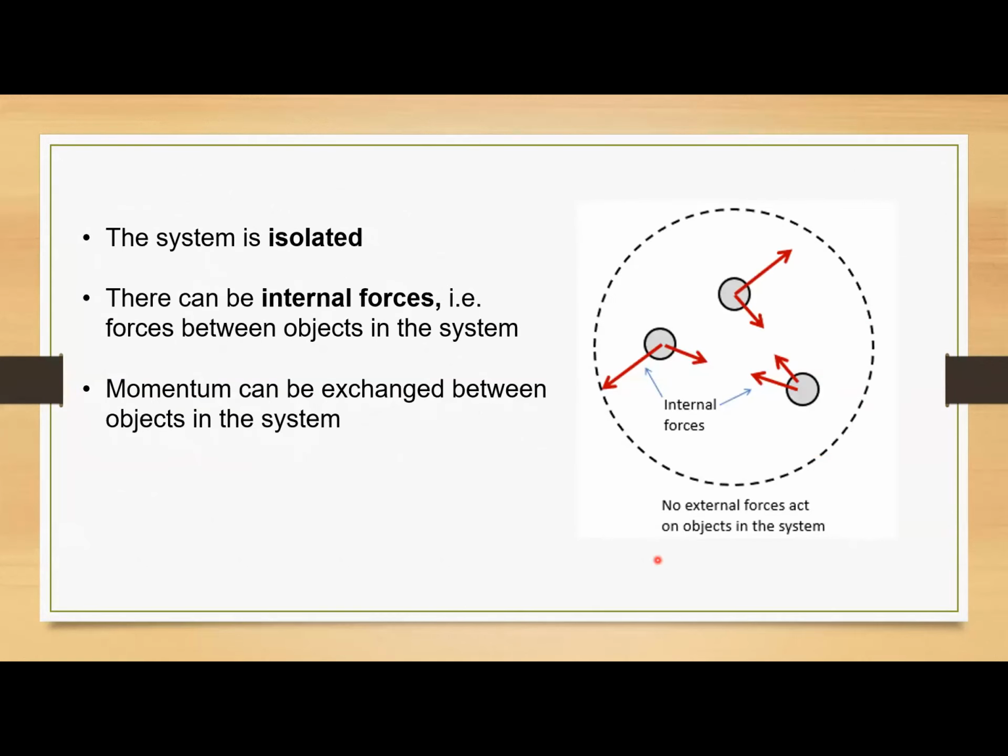So we need to understand what an isolated system is. In the diagram here, you have the dashed circle. That dashed circle is our system. Everything inside the circle belongs to the system. Inside here, we have these three objects, and these objects can exert forces on each other. They are called internal forces because they are acting between objects within the system. And there are no forces outside of the system acting on the system. So this is an isolated system. You can have internal forces between objects in the system, and momentum can be exchanged between objects in that system. But momentum is not changed between these objects and anything outside of the system. So this is an isolated system.